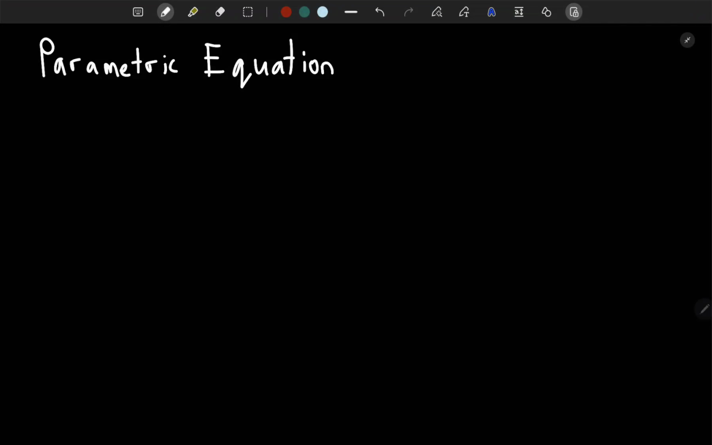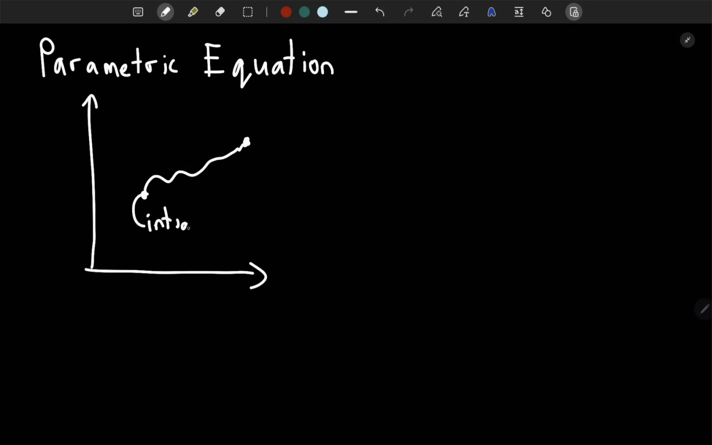So in this video we'll be learning about parametric equations and how we can use them. Let's start with the basic graph of x-axis and y-axis, and let's say that we have an object over here, this dot, and we have a trajectory, a random trajectory, and this is the final point. I'm going to note the initial point as the initial point and the final point as the terminal point.